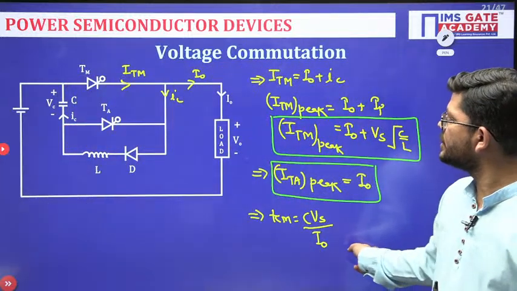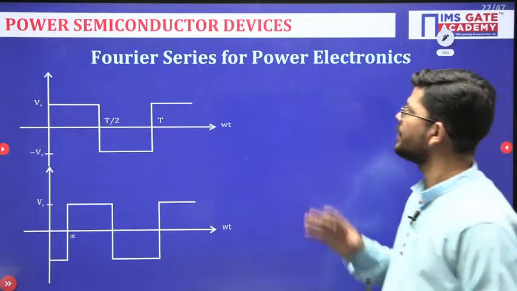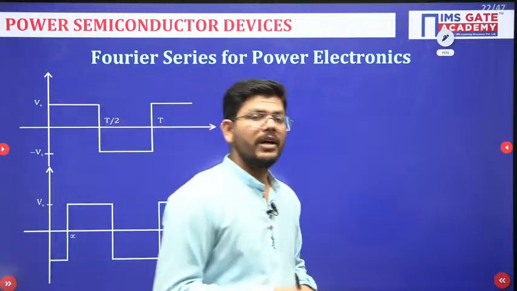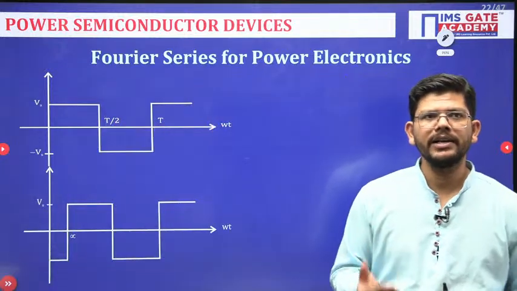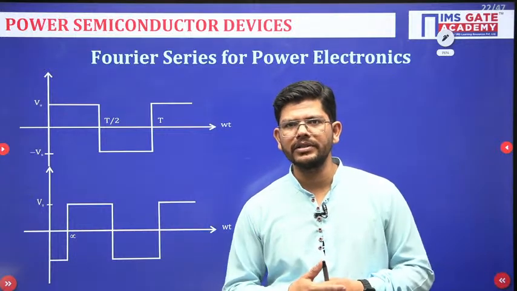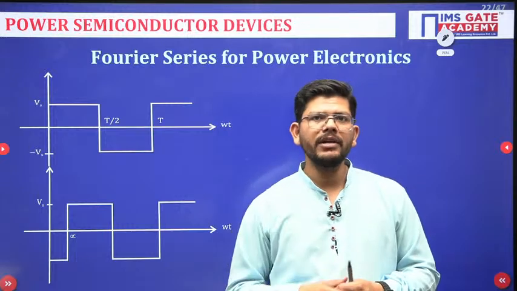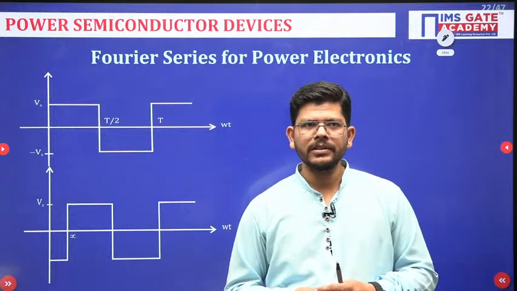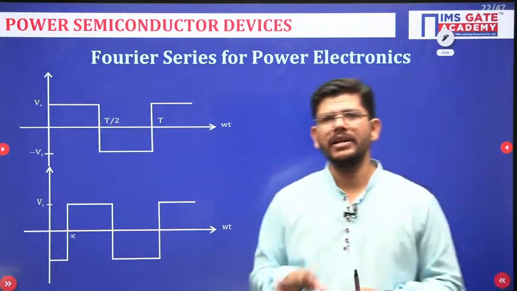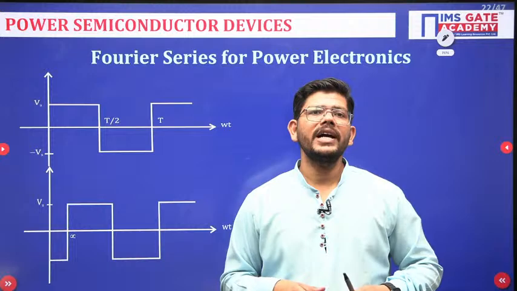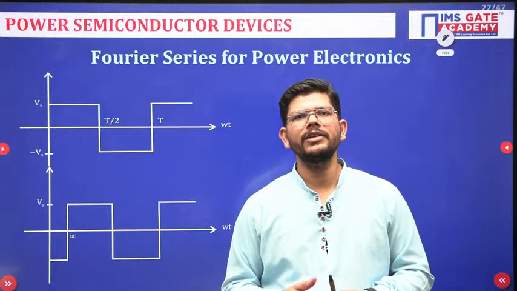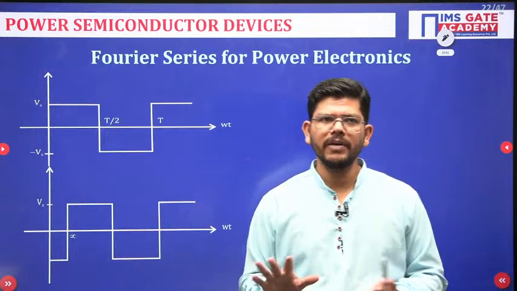So current commutation, voltage commutation is done. Now Fourier series for power electronics. When you go into the converter circuits, rectifiers, inverters, choppers, every time you have to write the Fourier series for the different converters. Remembering the Fourier series expression every time is a very difficult task. So what I have identified is that there are only 3 cases available. If you identify how to write the Fourier series for those 3 cases, you will be able to write the Fourier series expression for all the converters available in power electronics.